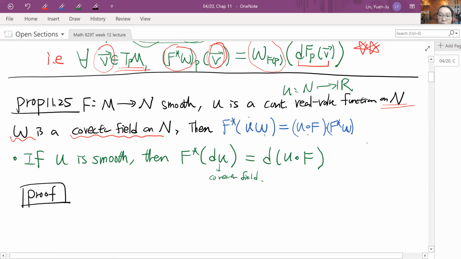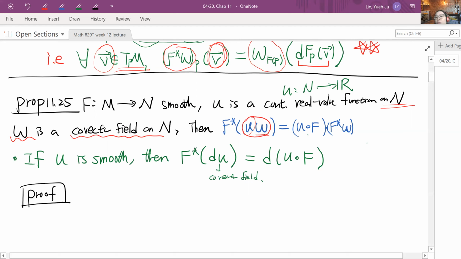First thing is that if you take this continuous function U times W, this would be another covector field. It's similar to what we saw in vector fields. Back then, if you have a vector field X, you can multiply X by some function F, and F times X will give you another vector field. Same thing here. If you multiply a covector field by another real valued function U like this, you will get another covector field.